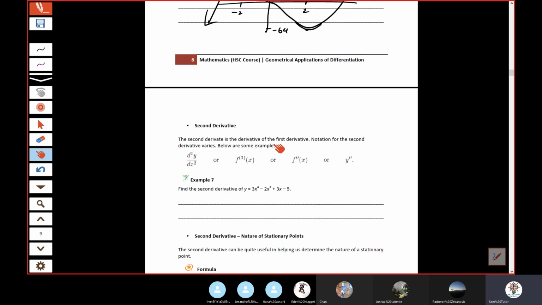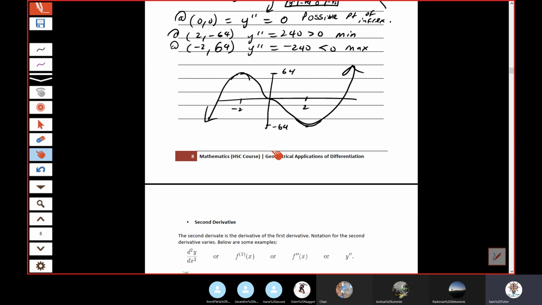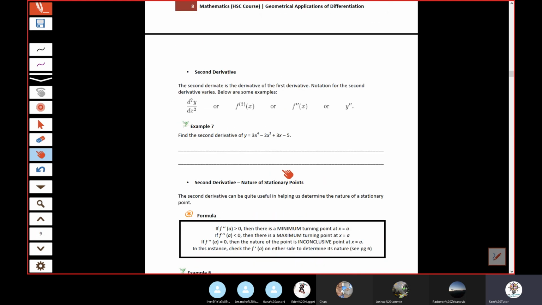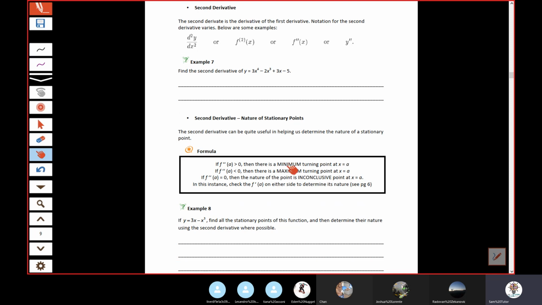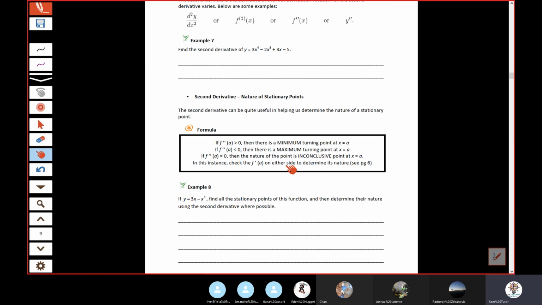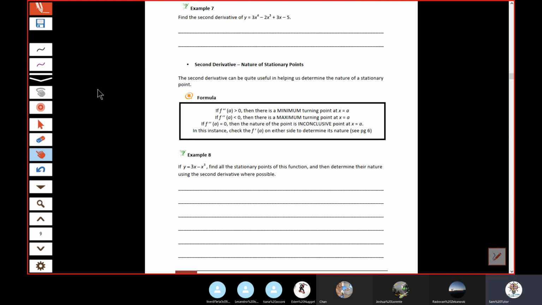Second derivative. Let's start that. Ready? That's a good graph. Second derivative. Well, you guys just did it. So to find the second derivative, you just have to differentiate twice. And then, example 8. If you want to read your notes, you can. Example 8: find all stationary points and determine their nature using the second derivative method where possible. So example 7 and example 8. Easy.